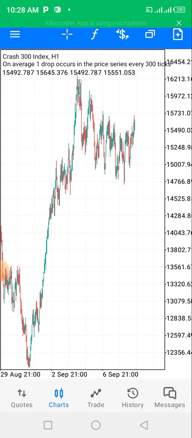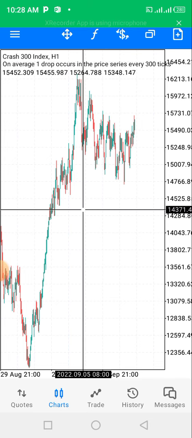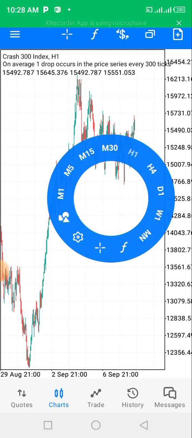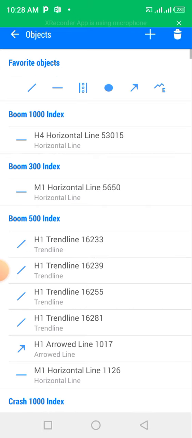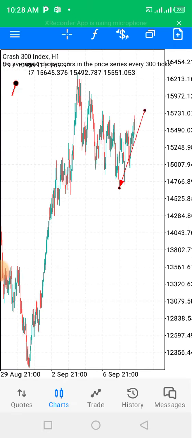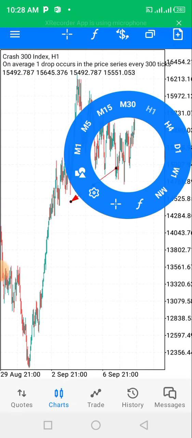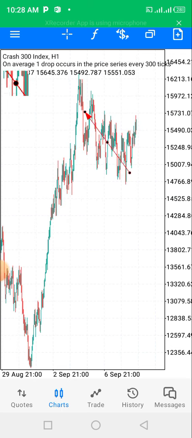And how do you tell a market is on a downtrend? This is how you tell a market is on a downtrend. Let's take this to be our first low.